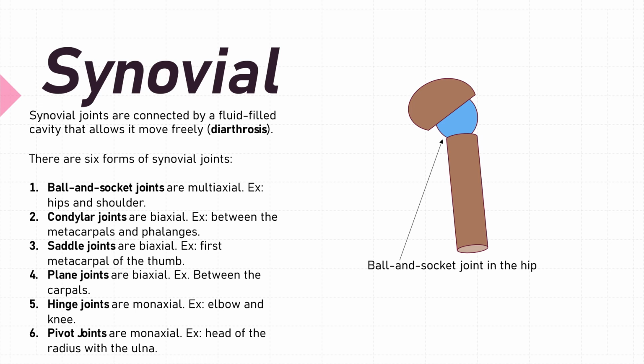Fifth form is hinge joints, which are monaxial, meaning the joint can move in 1 axis or plane. Example are the elbows and knees. And the last and 6th form is the pivot joints, which are also monaxial. Example is the head of the radius with the ulna. The picture on the right displays the hip joint, which is an example of the ball and socket joint.